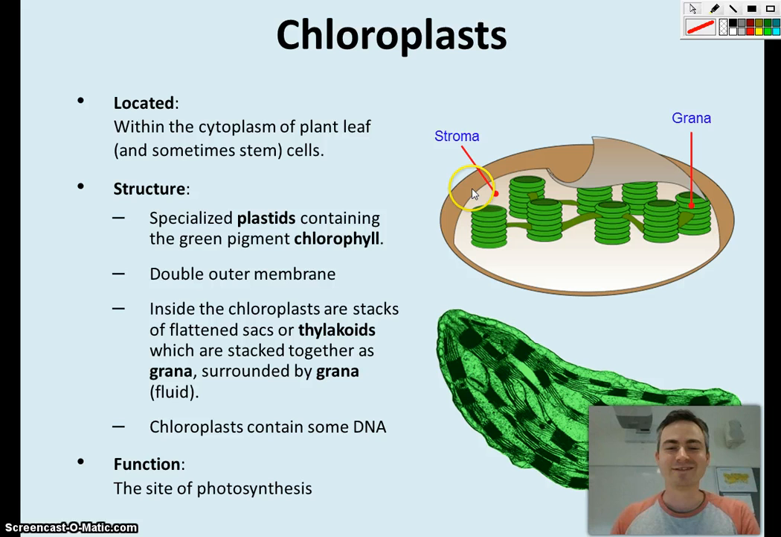Okay, so it's the fluid that surrounds those stacks of grana. And we'll come back to the function of those different parts when we look at photosynthesis in a bit more detail. Chloroplasts, like mitochondria, have a little bit of DNA in them as well. Some circular DNA gives a hint to what its origin is. Its function, specifically, it's the site of photosynthesis. This is where photosynthesis occurs.